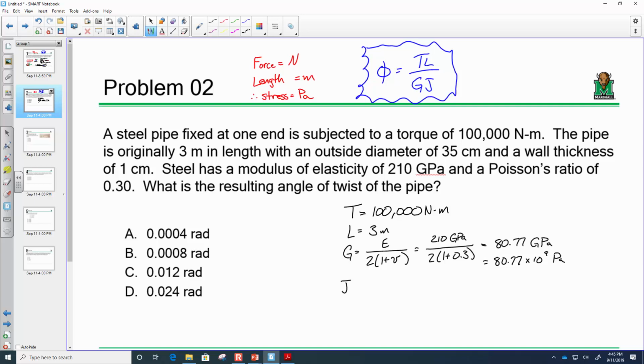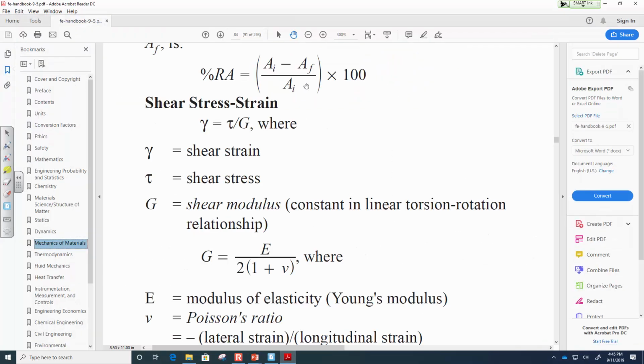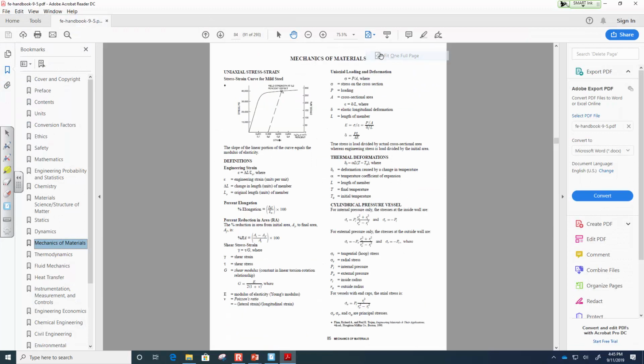It's the most efficient use of that section. Also, if something's spinning, it makes sense that it's circular as well. Okay. Now, if I have a circular cross-section, I need to compute this property J. What is J? Well, J is a polar moment of inertia. It's a torsional constant of a circle.